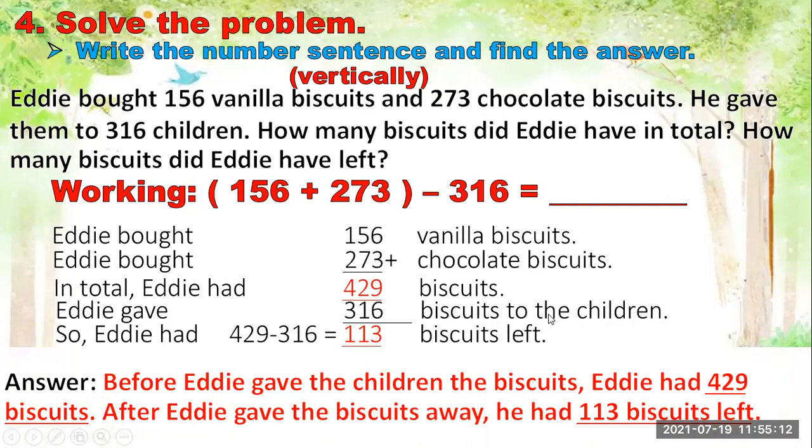Okay, right? Now it's very easy. Now you understand that we need to use a plus sign if there's the word total and a minus sign if the word is left. So you must know how to write the number sentence. So as you can see here, 156 and 273 biscuits, so we will add them together.